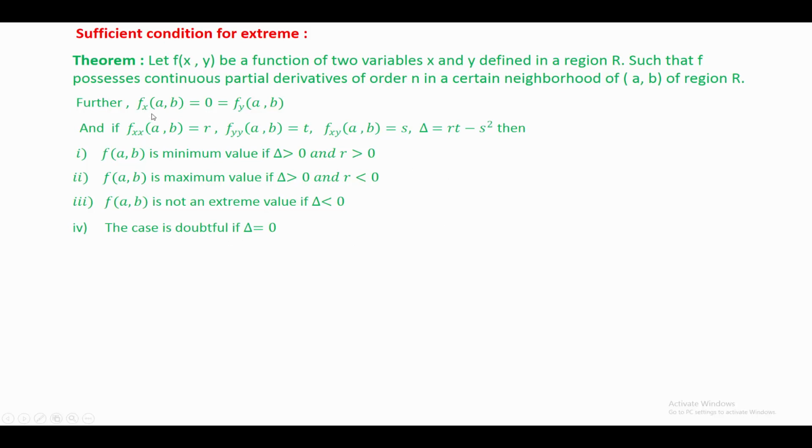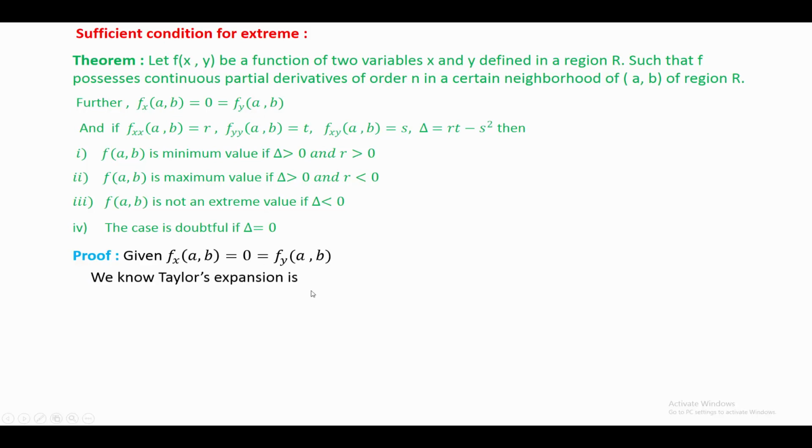Prove this. Here given fx(a,b), fy(a,b) are 0, R as fxx(a,b), T as fyy(a,b) and S as fxy(a,b), and delta equals RT minus S square. Then prove this one: 1, 2, 3, 4. Proof: given fx(a,b) equals 0, fy(a,b) equals 0. These are given.